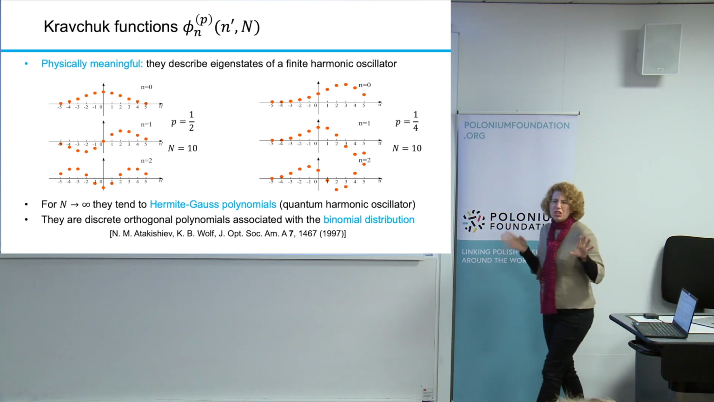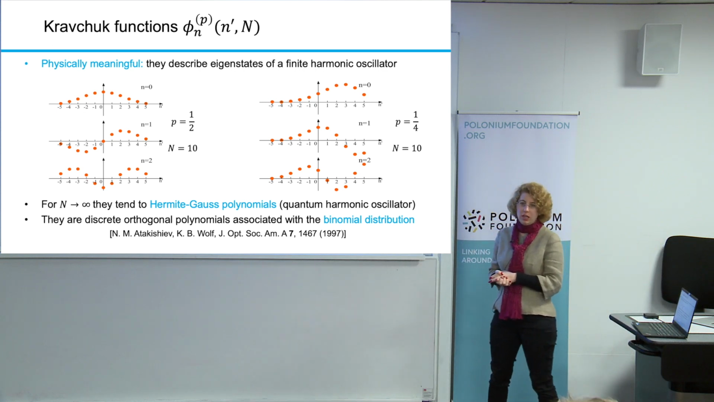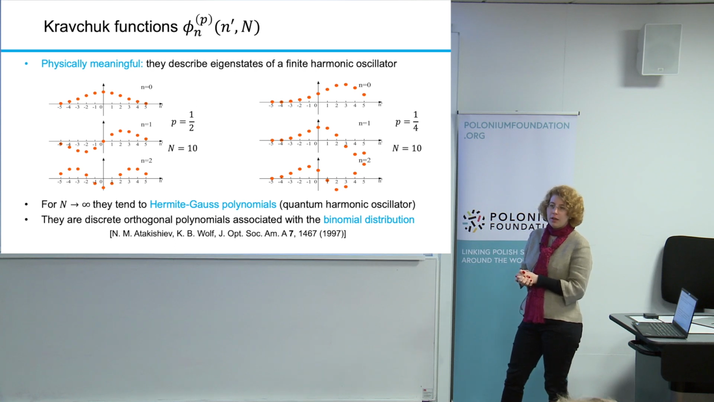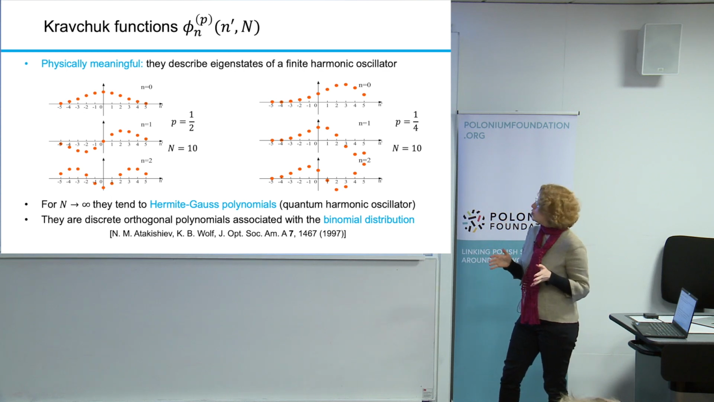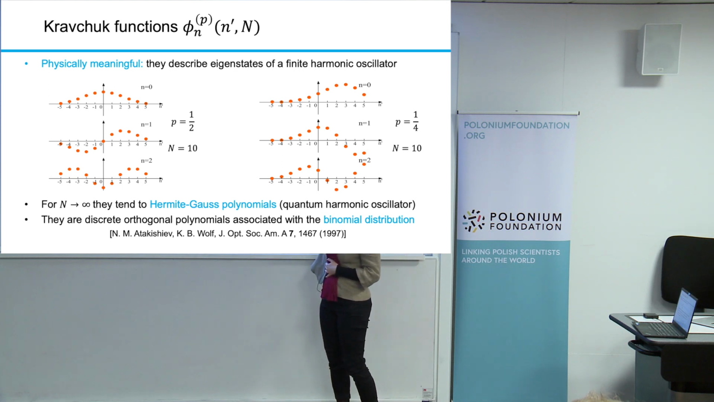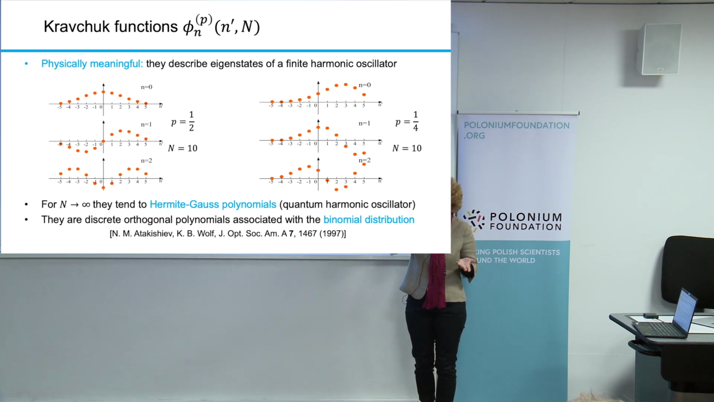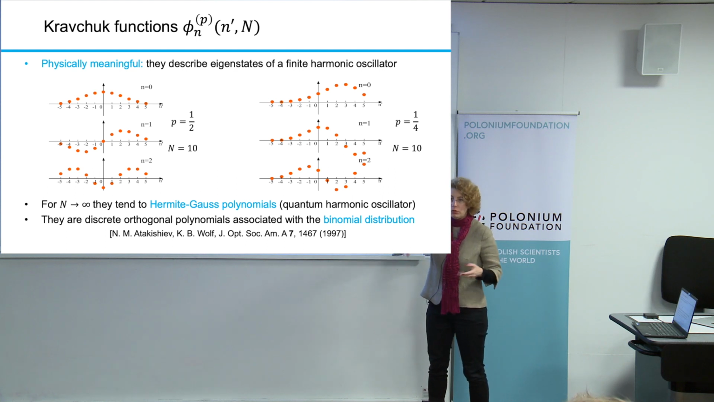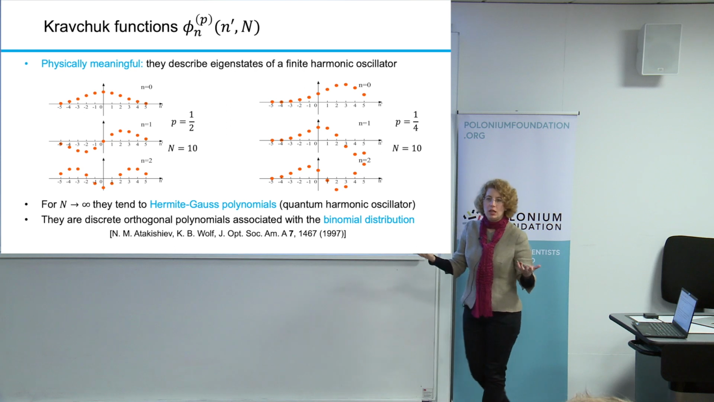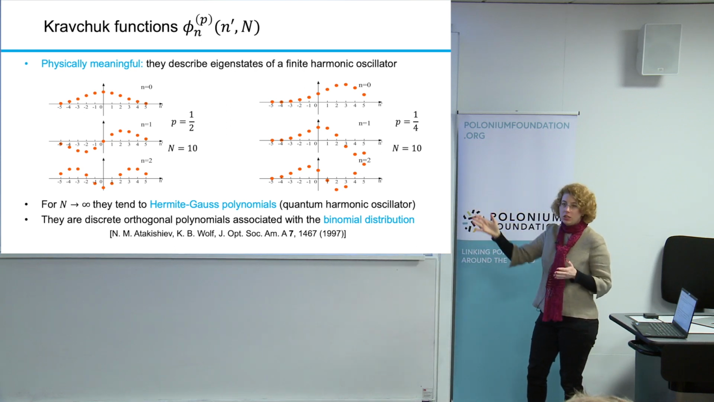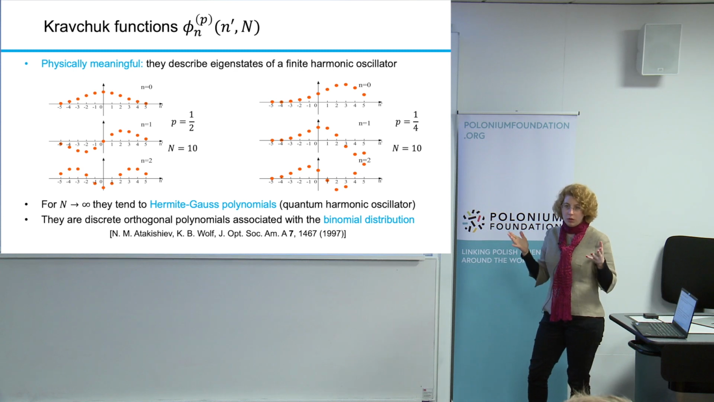Kravchuk functions seem odd. Who has heard about that, actually? But I bet that you've heard about quantum harmonic oscillator eigenstates, Hermite-Gauss polynomials, right? Okay, so Kravchuk is just a finite discrete version of them. As you can see, for n equals 0, this reminds of the basic mode, the Gaussian mode, the vacuum basically, of the harmonic oscillator. If we have n equal 1, we have the first excited mode. If we have n equal 2, we have the second excited mode. So these are actually eigenfunctions of a finite quantum harmonic oscillator.